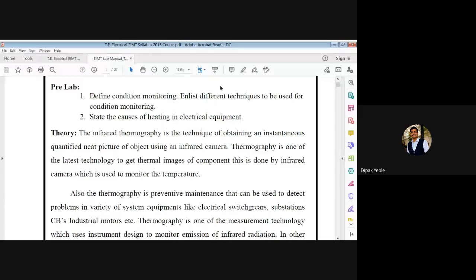So let's say infrared thermography is a technique of obtaining an instantaneous quantified neat picture of an object using an infrared camera. Hence, thermography is one of the latest technologies to get thermal images of a component. This is done by an infrared camera, which is used to monitor the temperature. In your interview, it might be asked which cameras we are using for thermography. So the answer is infrared cameras, and because of this infrared camera, we can monitor the temperature condition.